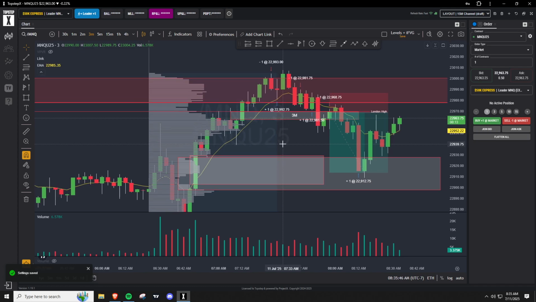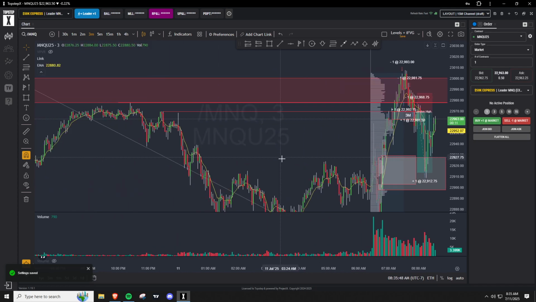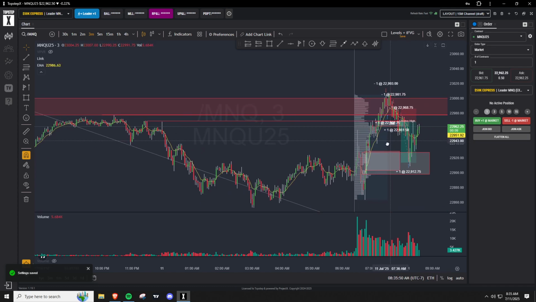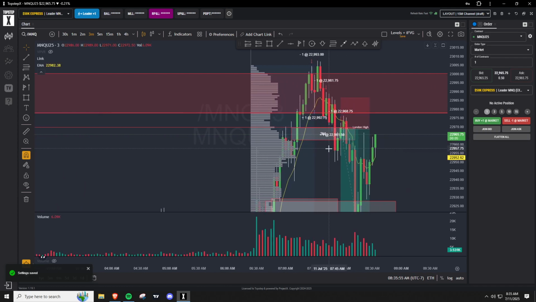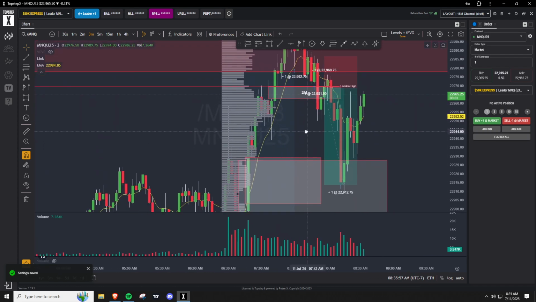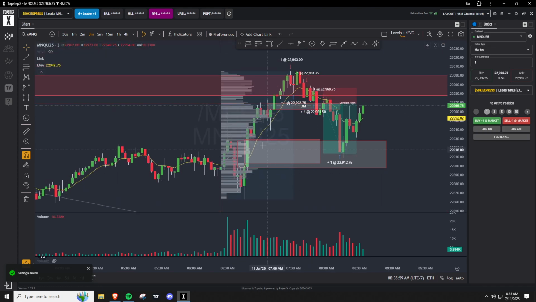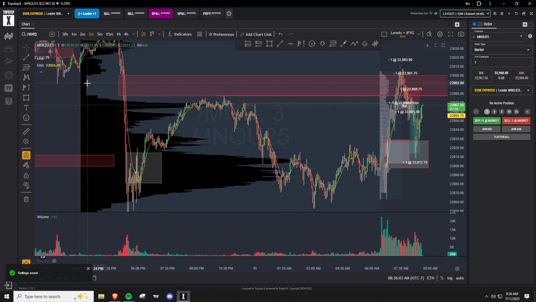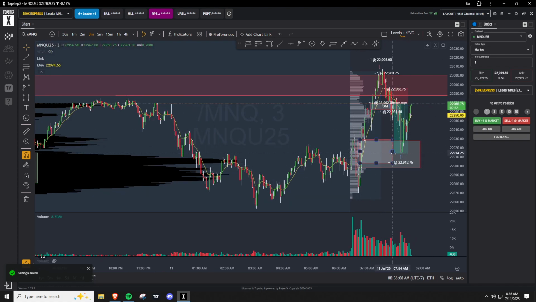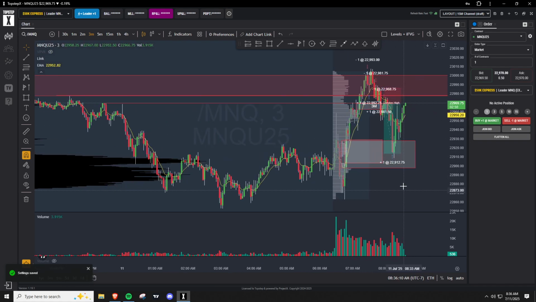Because if we're using low volume nodes to look for reversals, then these low volume nodes, these fair value gaps, can work as reversal areas, right? So for instance, what I'm saying is, if we used this large imbalance up here for a reversal, well, a large imbalance down here might work as a reversal. So that's where we're going to want to take profit.